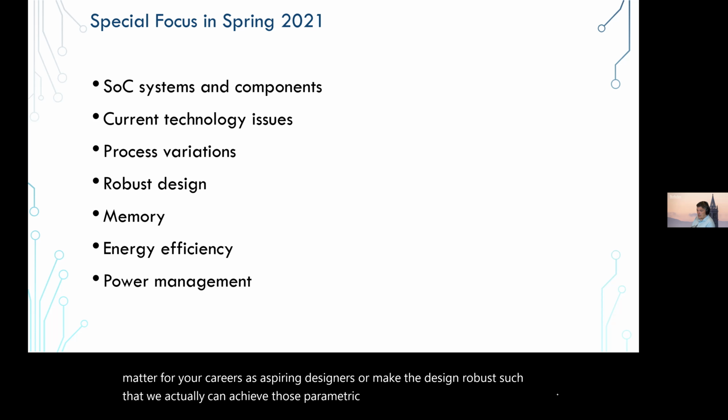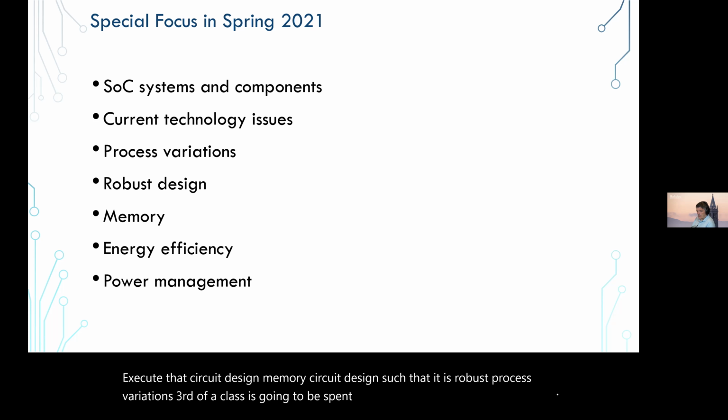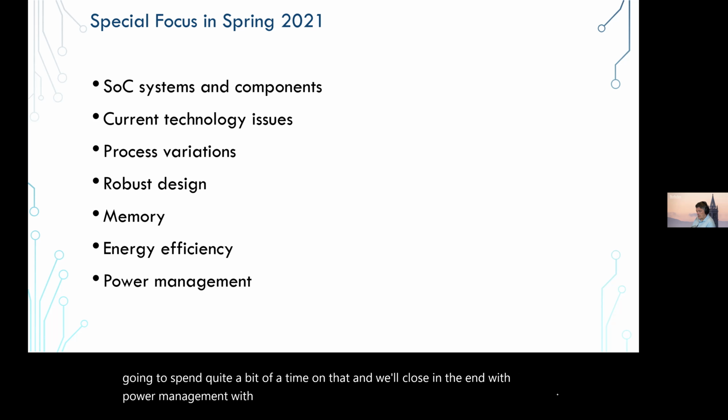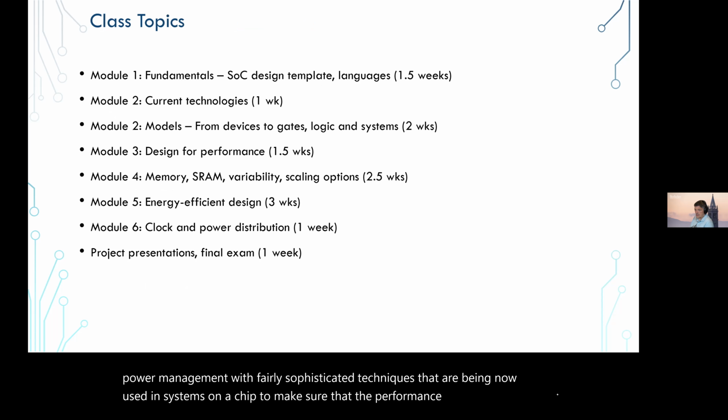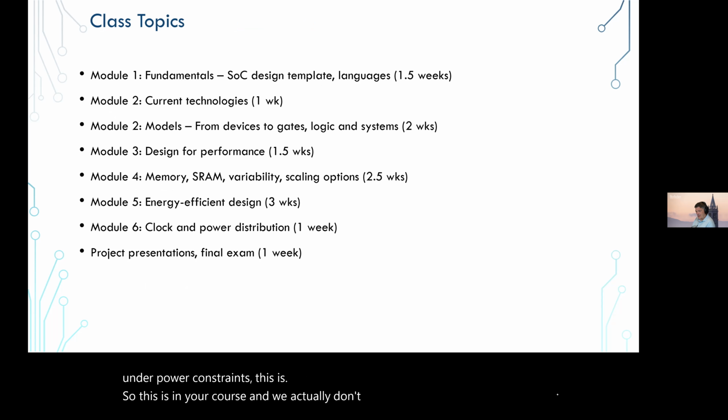We'll spend some time on memory, studying how we architecturally put memory in the context of an SoC, and then how we execute that memory circuit design such that it is robust to process variations. A third of the class is going to be spent on energy efficiency, and we're going to spend quite a bit of time on that. And we'll close in the end with power management, with fairly sophisticated techniques that are now being used in systems on a chip to make sure that performance is maximized under power constraints. This is a new course, and we actually don't know exactly what we are going to do.